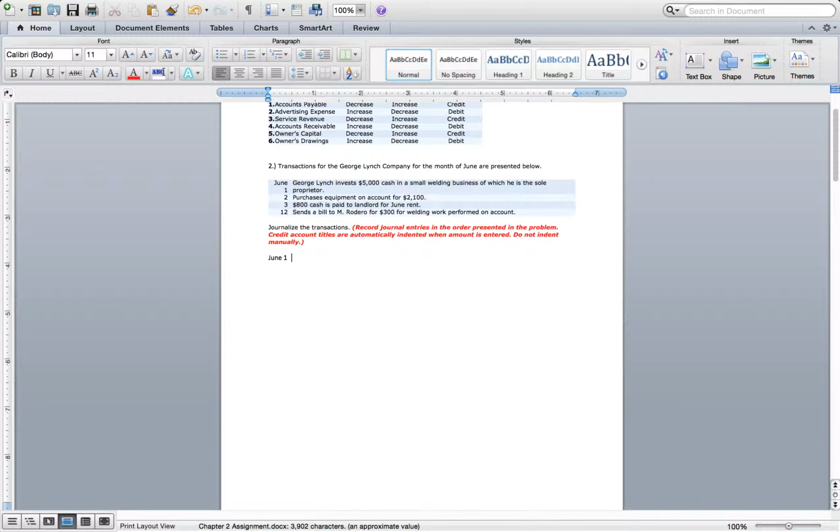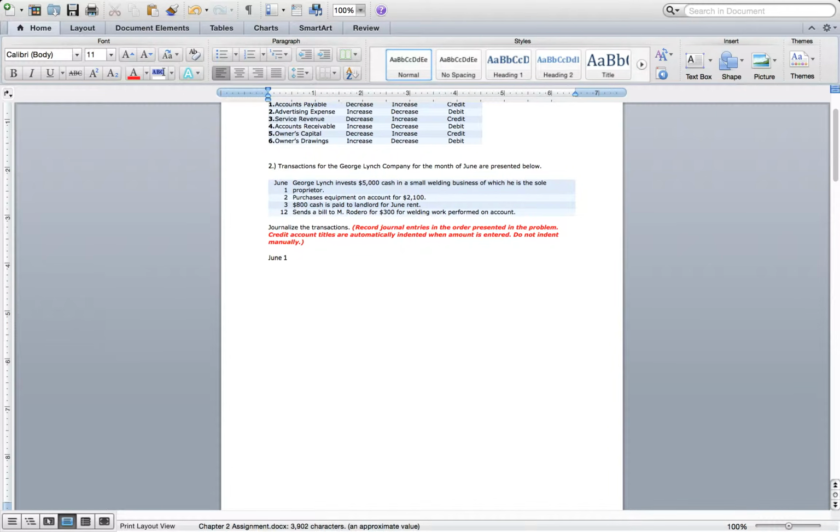Now, remember class, for each transaction, you must always affect two accounts. At least one debit, at least one credit. You can have several debits and one credit, or the opposite, several credits and one debit. And remember, debits always go first, even if you have several debits.